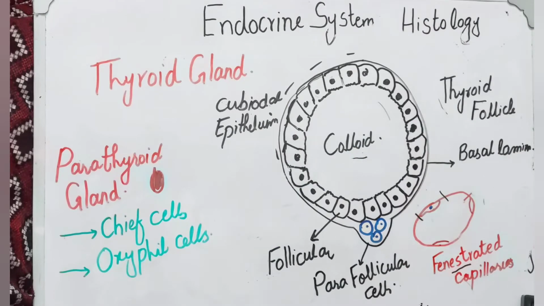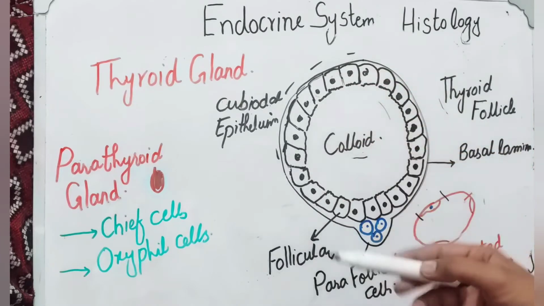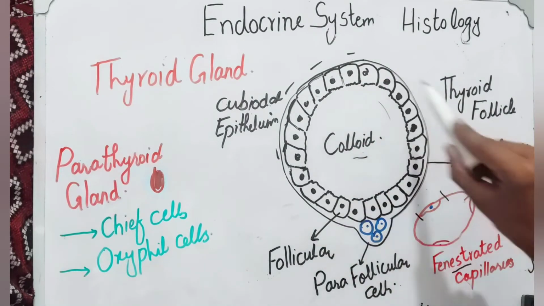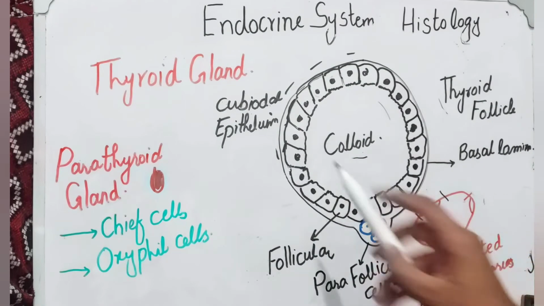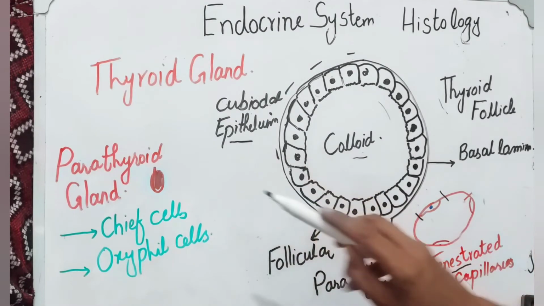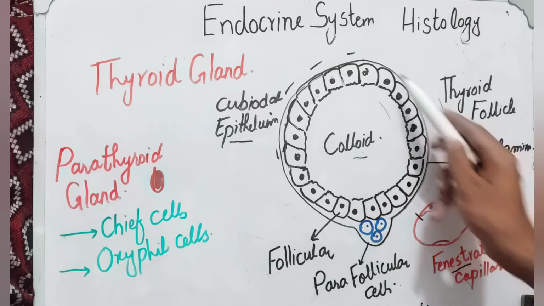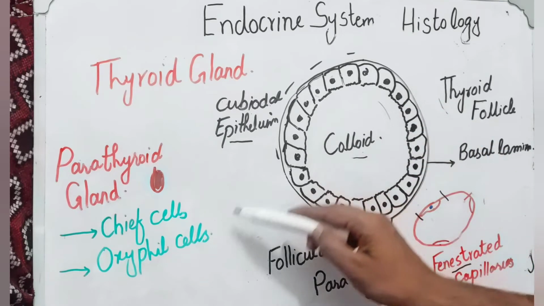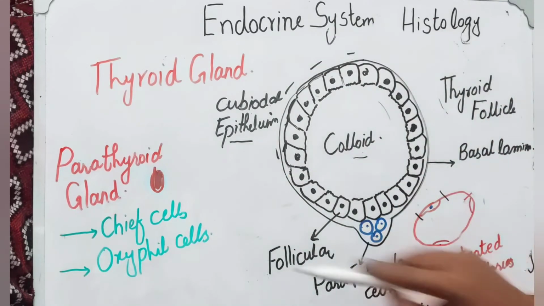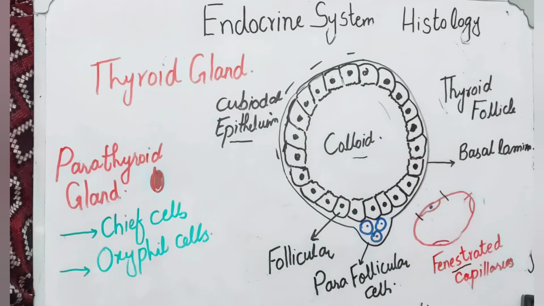Now we are discussing the histology of the thyroid gland. The thyroid gland is present in front of the trachea. Its epithelium is mainly a cuboidal epithelium. This is one thyroid follicle and these are other thyroid follicles. These thyroid follicles combine and form the thyroid gland.